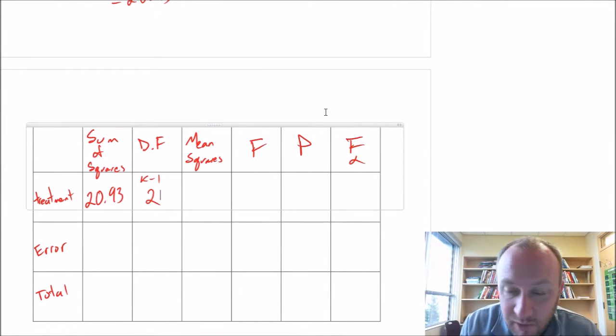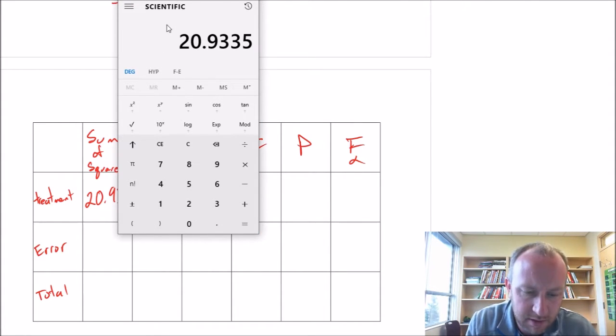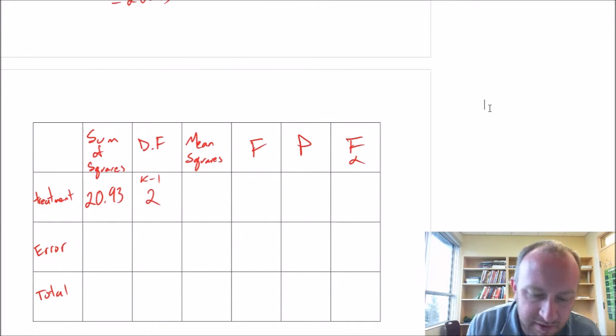Finally, mean squares for treatment is simply SSTR divided by 2. Why can't I move that? Get out of the way. What's going on here? Okay, let's just work with it. 20.93 divided by 2 is 10.47.